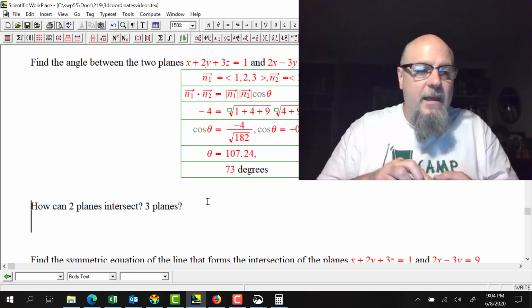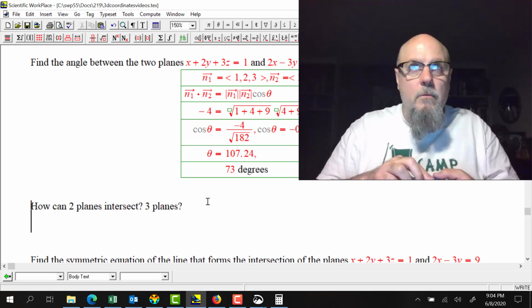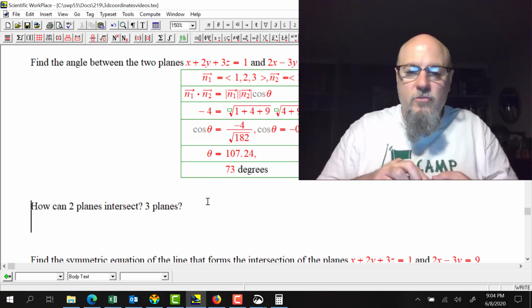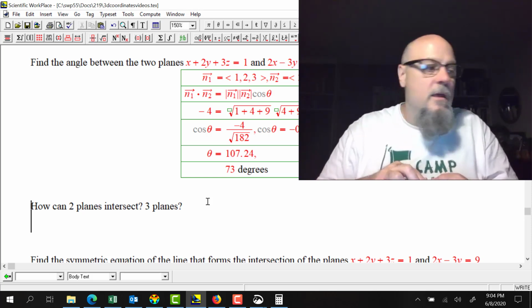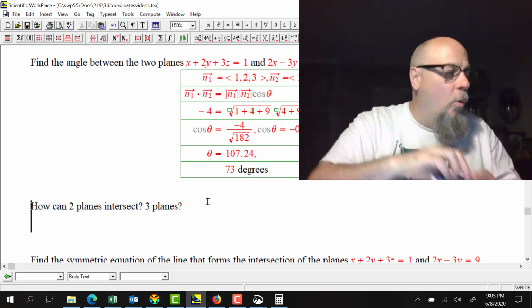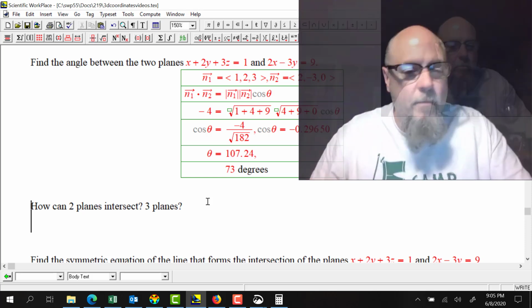If all three planes are not all parallel to each other, then you could have this sort of triangular tube idea, or they could intersect like at the corner of a box.